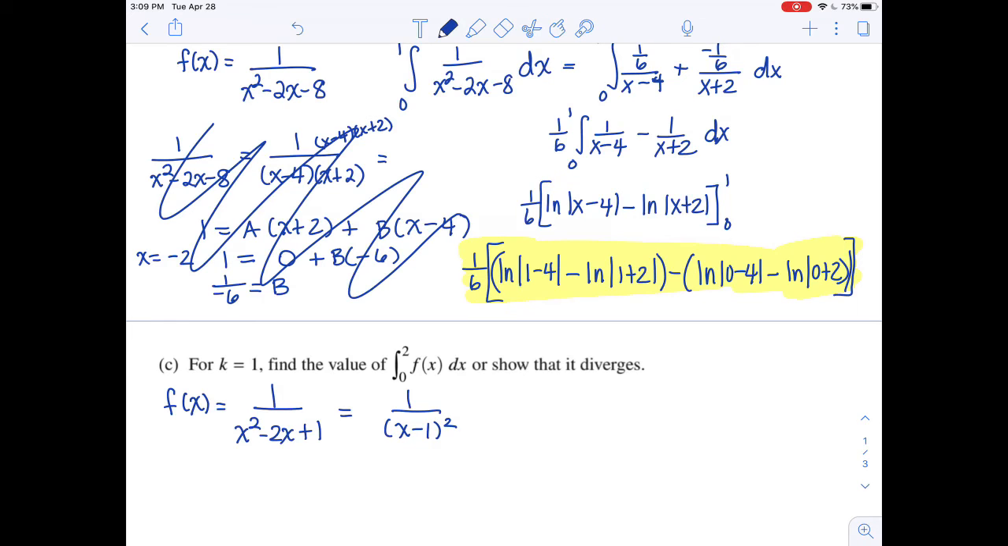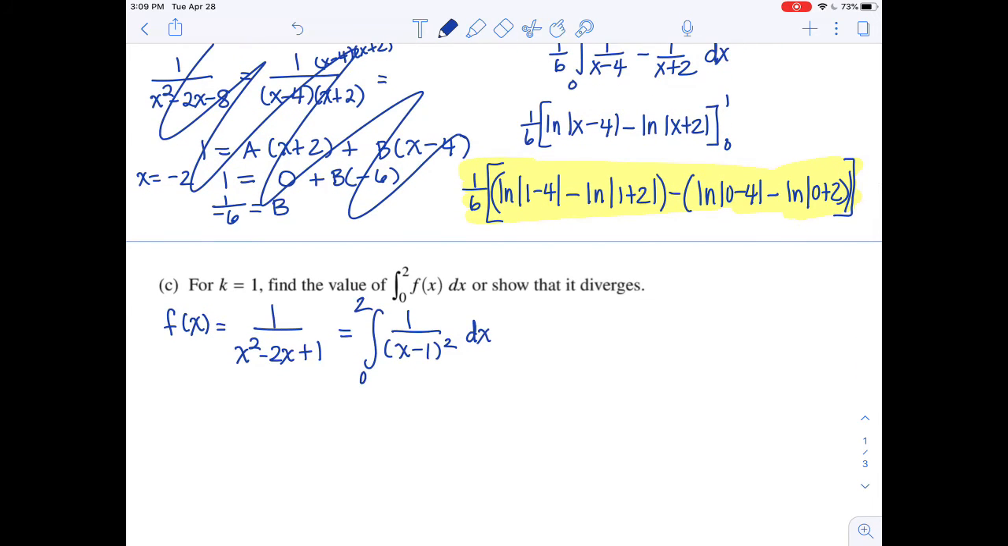If I were to factor this, this becomes 1 over (x minus 1) squared. You're integrating that from 0 to 2, but this is considered an improper integral because you'll have a discontinuity at 1, which is between your bounds, so you're going to have to separate that into separate integrals. Okay, so you're going to integrate this from 0 to 1, 1 over (x minus 1) squared dx. And then separately, you're going to integrate this from 1 to 2, so 1 over (x minus 1) squared dx.